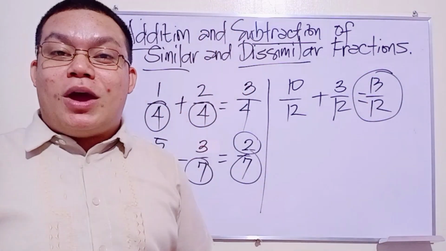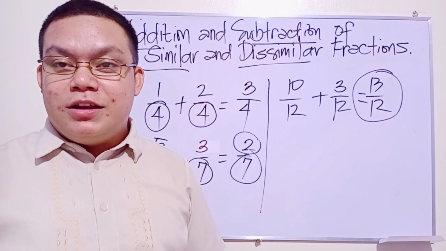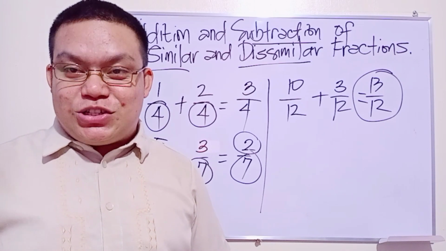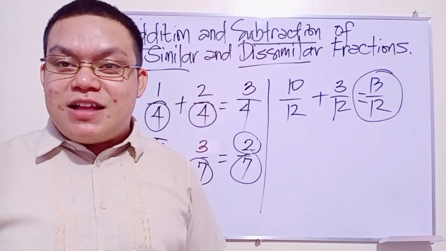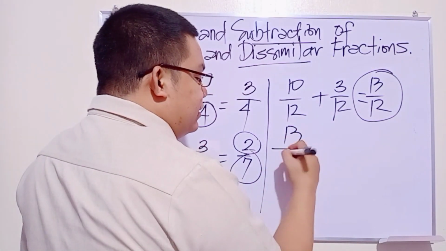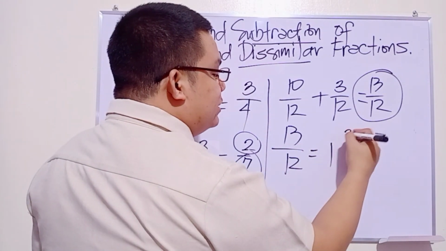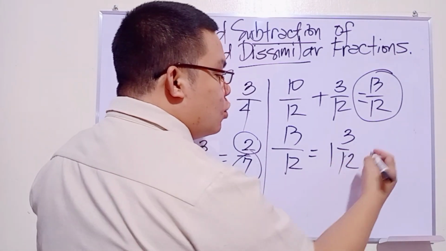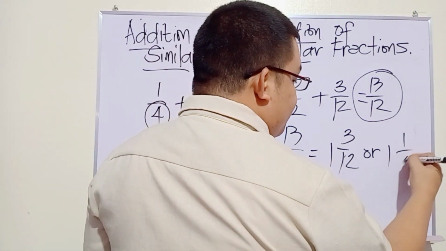Yung 13/12 can be reduced or simplified into a mixed fraction or mixed number. Na kapag improper fraction yung sagot ng inadd or sinubtract nating fractions, we can change it or simplify it into a mixed number or mixed fractions. 13/12 can be written as 1 3/12, or 1 1/4.